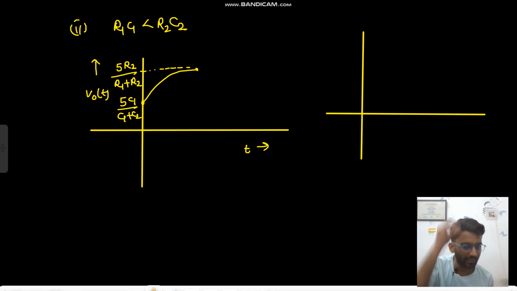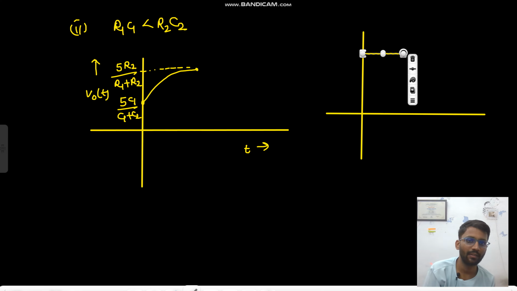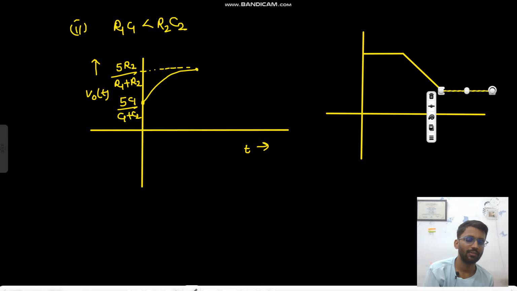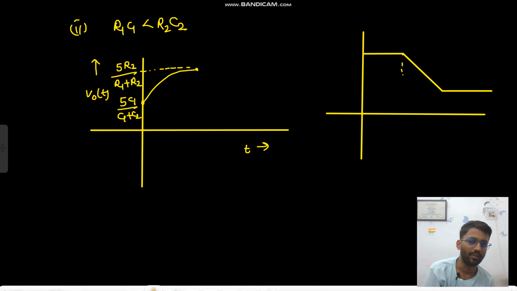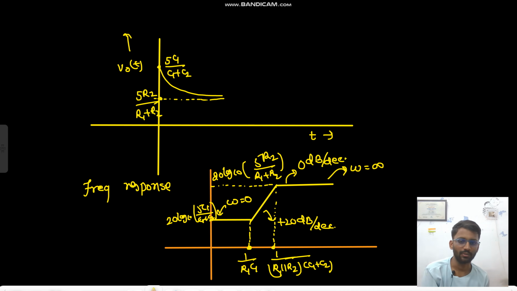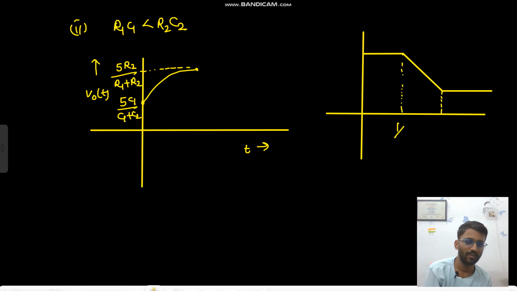At omega equals 0 you are having more gain. Then you will have a pole, then you will have a 0. Sorry, first here we had a pole, and here we had a 0. So the position is interchanged now, because at omega equals infinity this is your gain, so this is lesser.